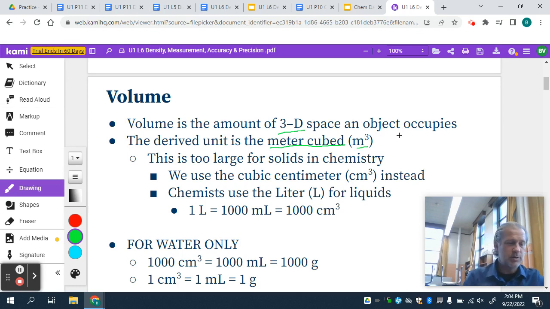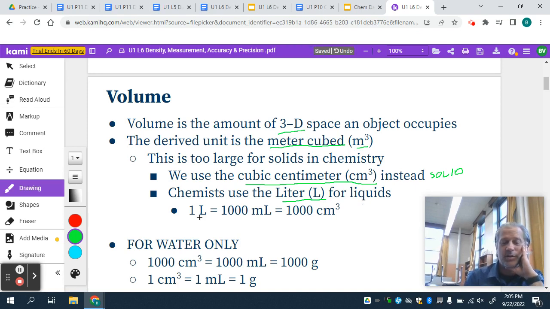So, in chemistry, we don't use the meter, we use the cubic centimeter. So we end up using the cubic centimeter in class and in chemistry labs, specifically for solids, but we also use the liter, or milliliters, for liquids a lot of the time.